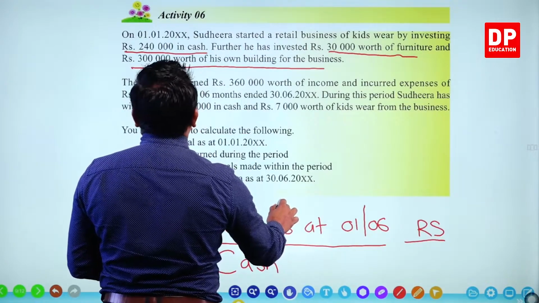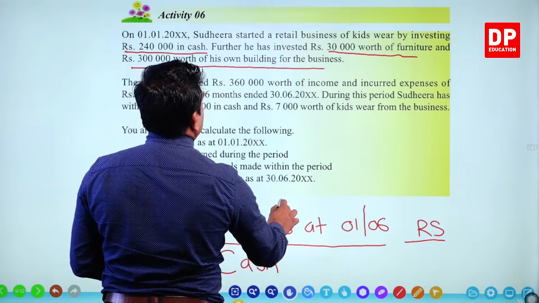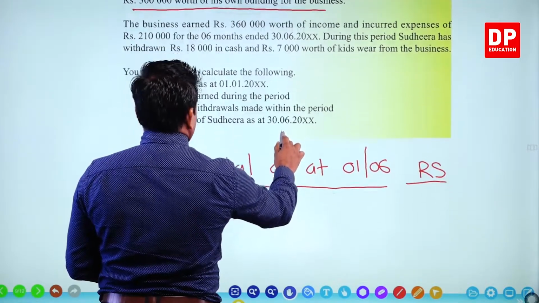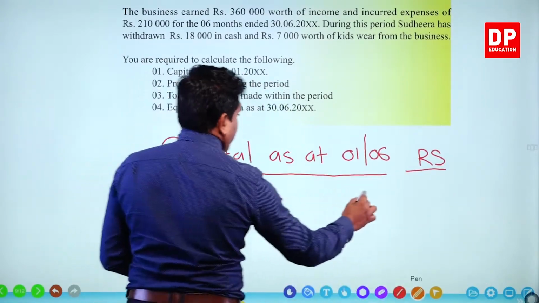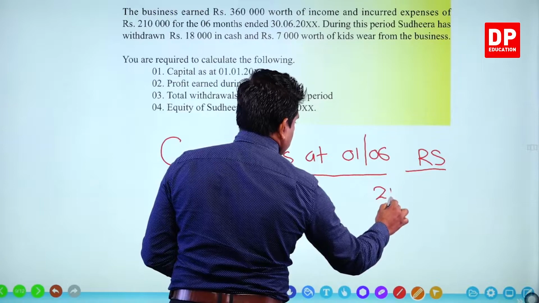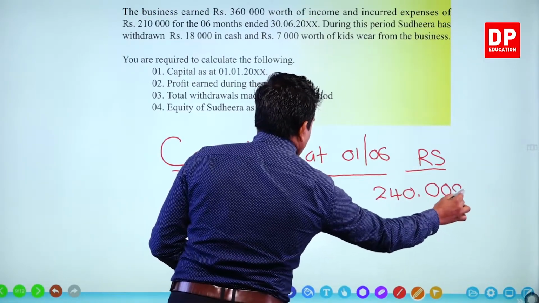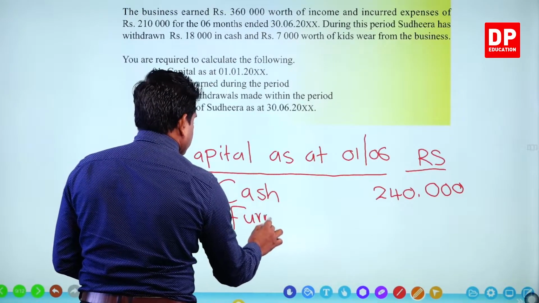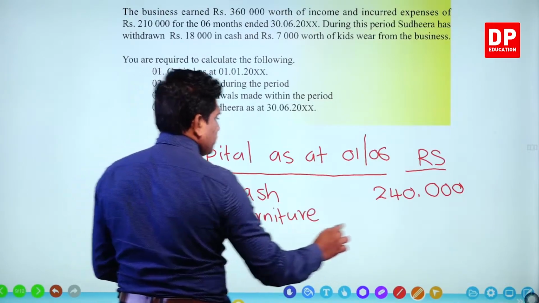How much is the money invested? 240,000 in cash, right? And 30,000 worth of furniture, right? How much is the value of the furniture? Furniture value is 30,000.